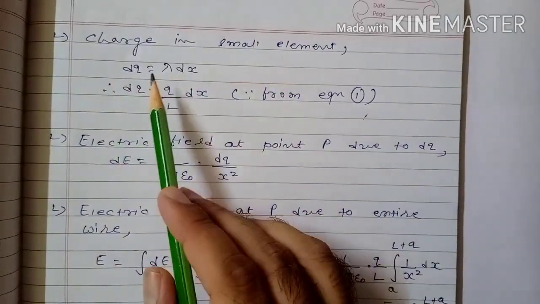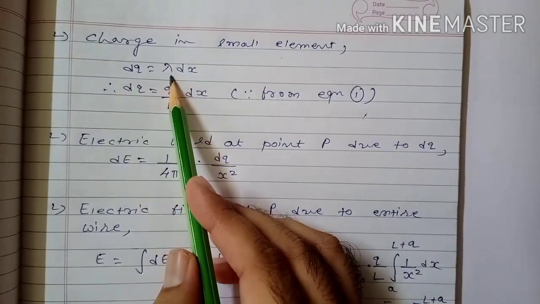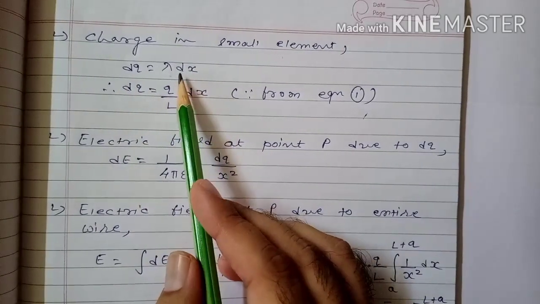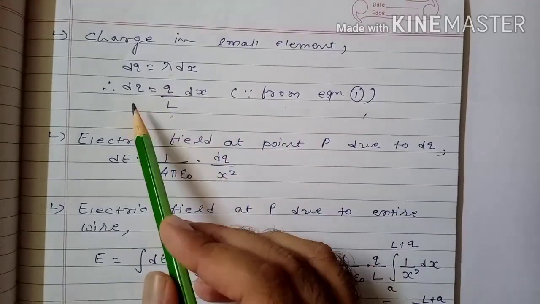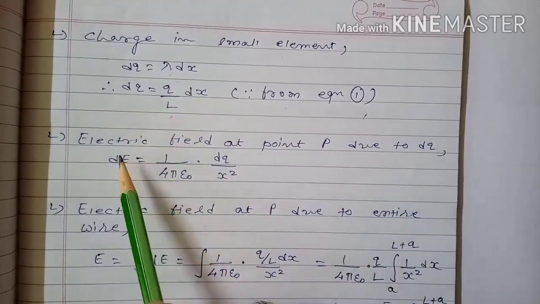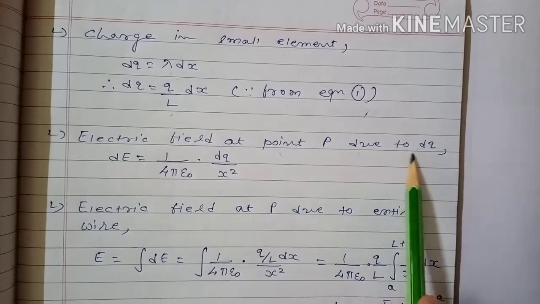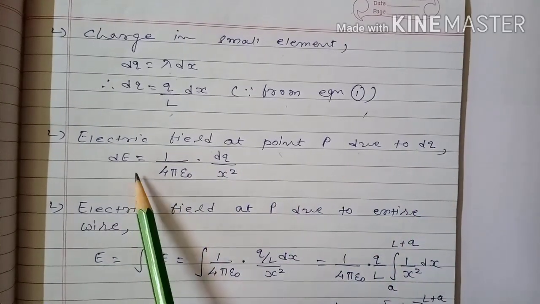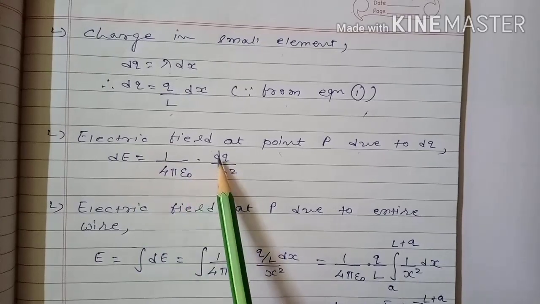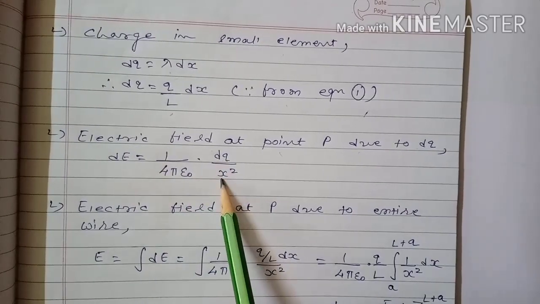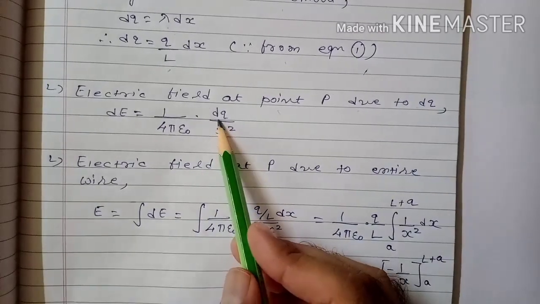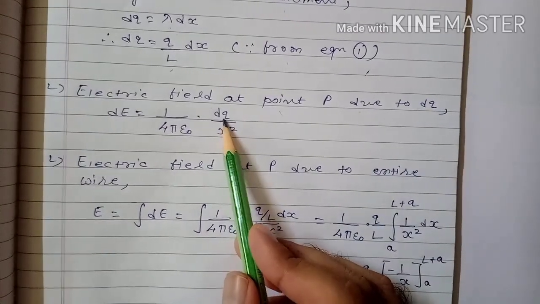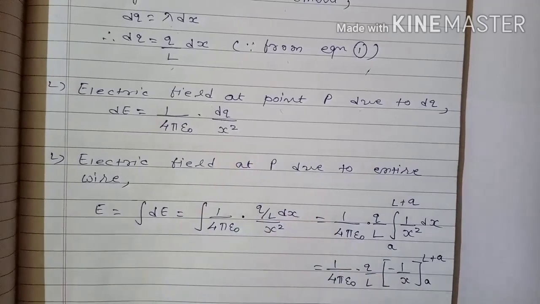Charge in the small element, dq, is equal to linear charge density into length of small element dx. Lambda we already found from equation 1, that is Q by L. So dq is equal to Q by L dx. Electric field at point P due to point charge dq: dE is 1 upon 4 pi epsilon naught, dq upon x square, because the distance between dq and point P is x, therefore x square.